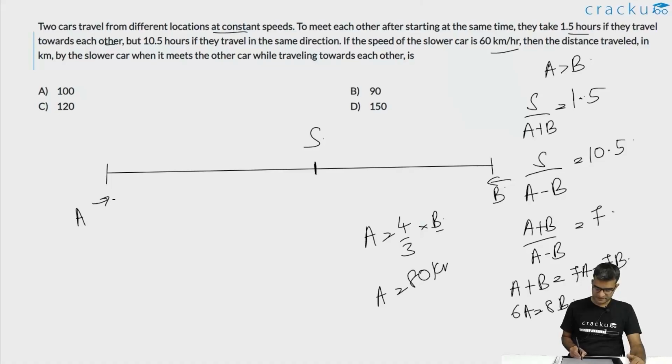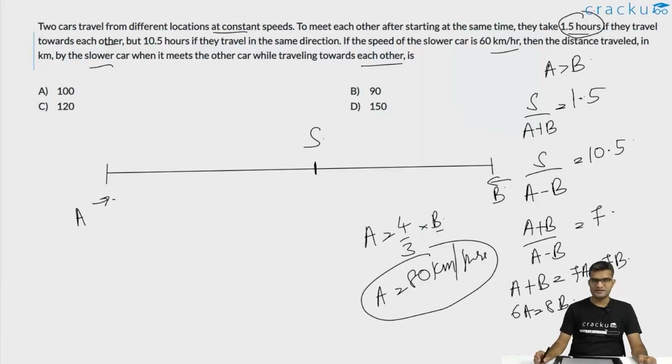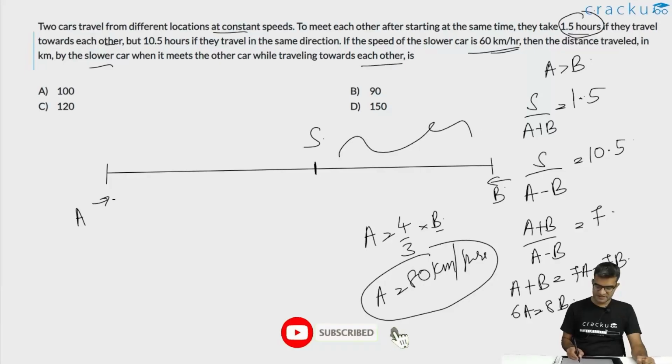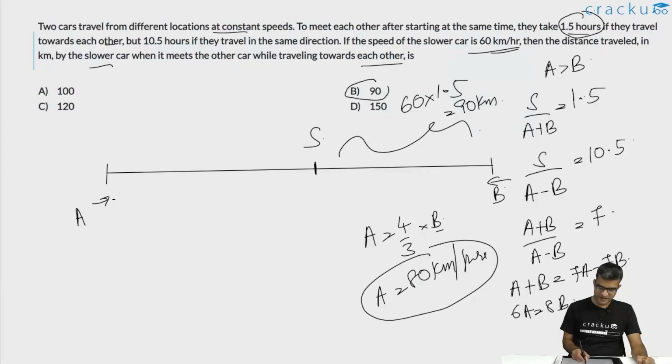What we are required to calculate is the distance that the slower car travels when it is meeting the other car while traveling in the same direction. To actually calculate this answer, you don't need to calculate the speed of the faster car, because you know that in the first instance, they meet after 1.5 hours and the speed of the slower car is given to be 60 kilometers per hour. So this distance will be 60 into 1.5, which is equal to 90 kilometers. So to answer this question, you can directly mark it as 90.